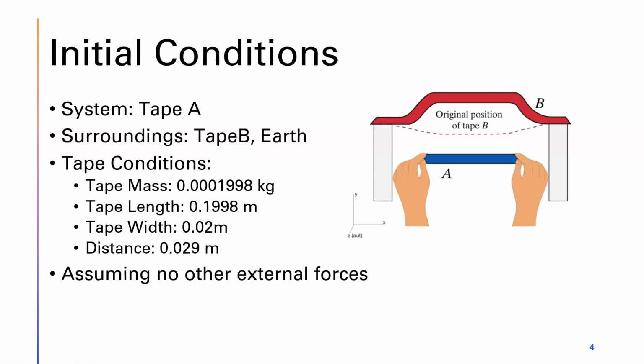So some initial conditions for this lab: we're going to be treating tape A as our system. You can do it the other way, but it's more complicated. And our surroundings are tape B and the Earth. Earth is going to act as a gravitational force on tape A. Here are our conditions: our mass, length, width of our tape, and also the distance that it moved. These are all results and data taken from the last lab. And we're also going to assume no other external forces to minimize the complexity of our calculations, since we don't know any other forces acting upon it.